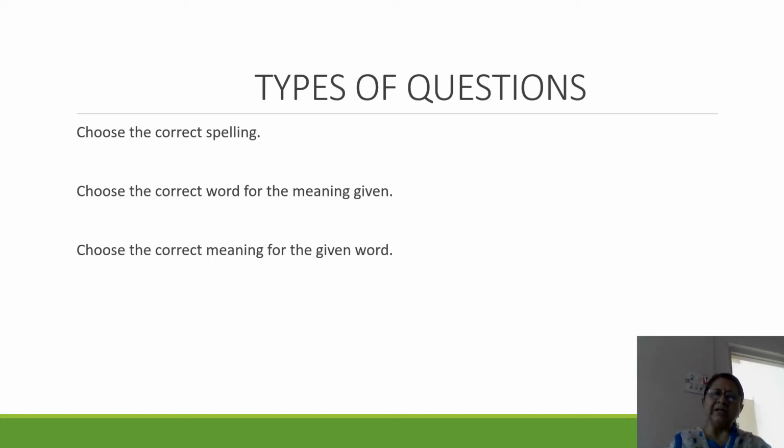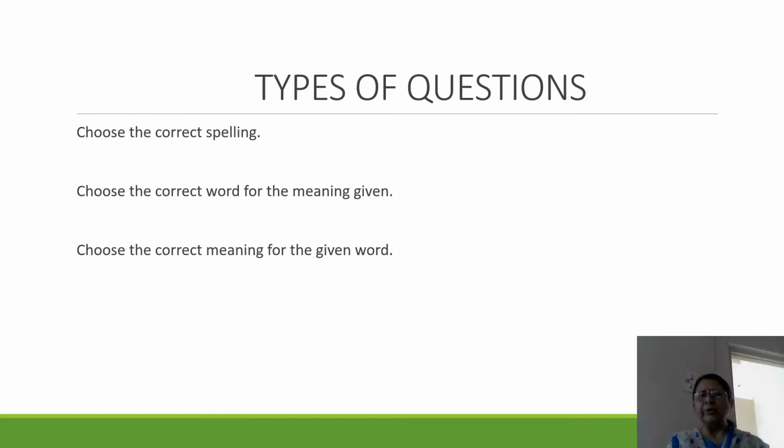Now the third type is choose the correct meaning for the given word. So a word will be given and 4 different meanings will be given for that word, and you will have to see which one is the correct meaning for the given word, and then you have to select the meaning.